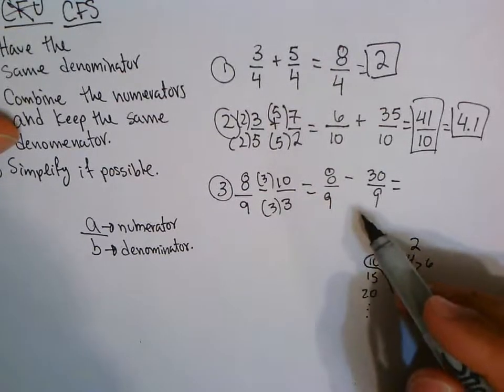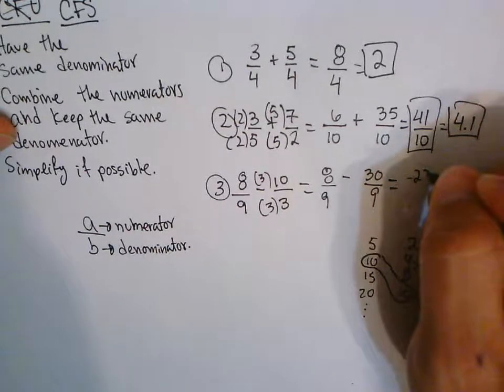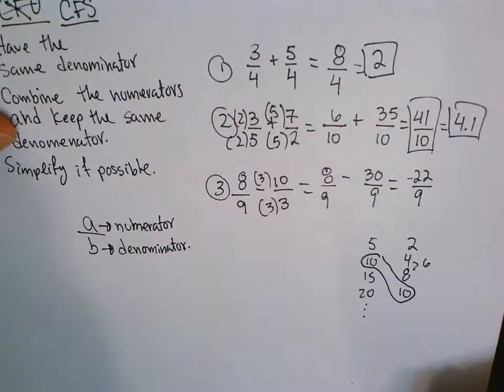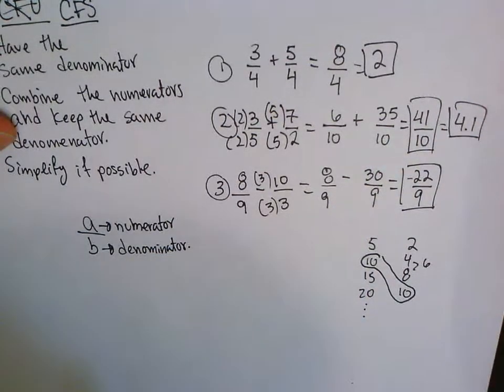Now that I have the same denominator, I can simplify it. 8 minus 30 is negative 22 divided by 9. And in this case, I cannot simplify either, so I can just leave it like this.